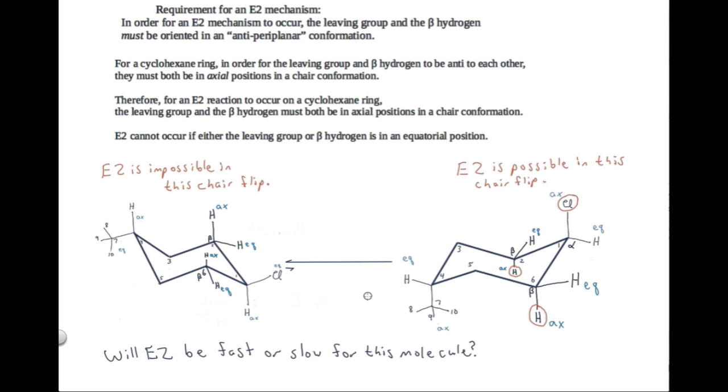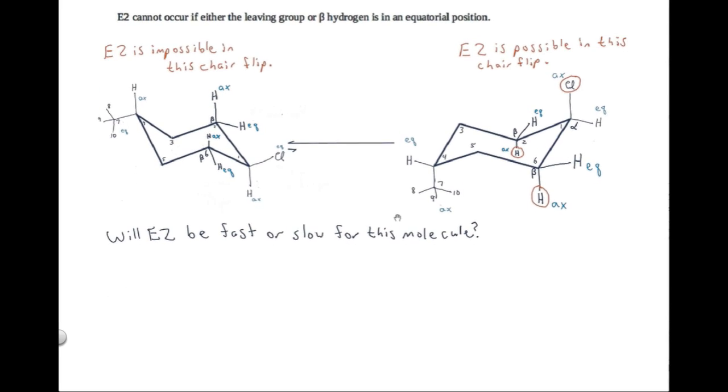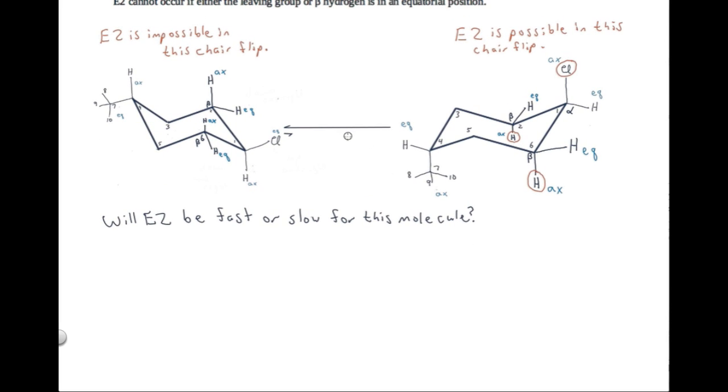Well, the answer was that E2 would be very slow for this molecule. So the way to figure that out is remember that the molecule is going to spend almost all of its time in this chair flip on the left, not in the chair flip on the right.